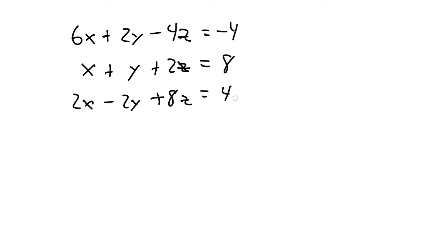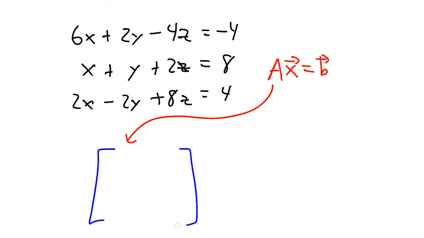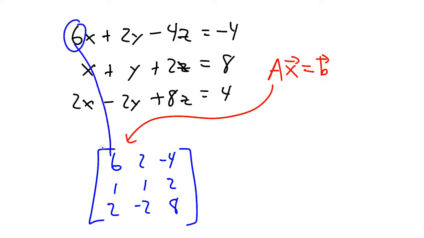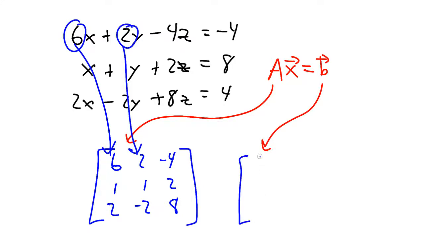So remember, one way to solve this is to cast it in matrix vector multiplication form, right? Where A is going to be this matrix of coefficients, which is 6, 2, negative 4, 1, 1, 2. Remember, if you have any missing ones, you got to make sure that you put the 0 in the right place, right? So that's just 6 goes there, and 2 goes there, etc. And then we make this B be the vector form, negative 4, 8, 4.